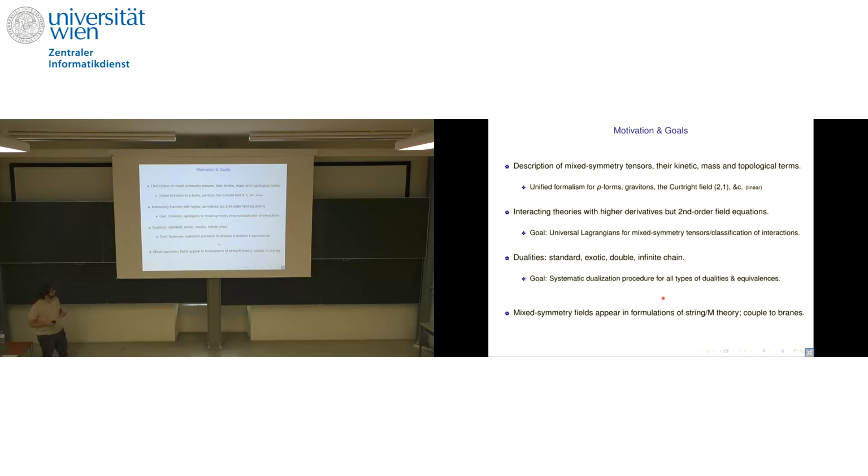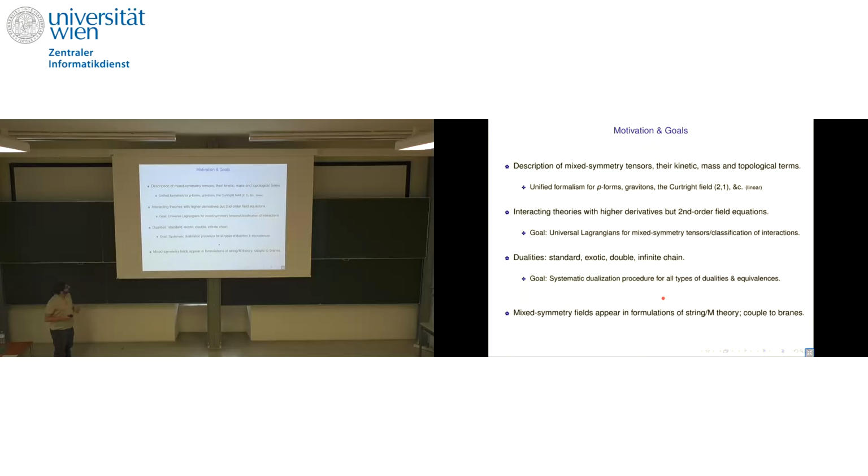Now, the second bullet point regards interactions. Typically, the question here is what kind of interaction terms can we add in the effective field theory that can contain higher derivatives, but still maintain second-order field equations. I will discuss this question later on. Basically, the answer to this question has been quite well known in the last years for scalar fields and for P-forms. What we do is that we try to extend this to mixed symmetry tensors, classify what kind of interactions like that can exist, and present some universal Lagrangian that takes care of all these interactions for all these fields together.